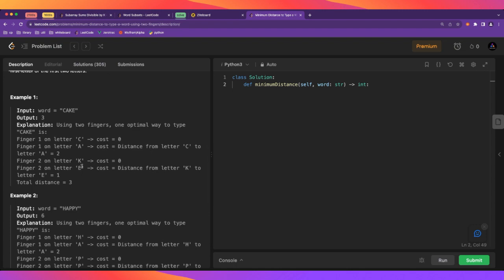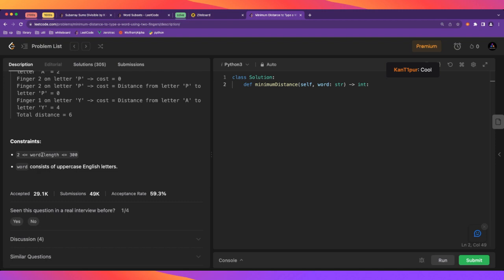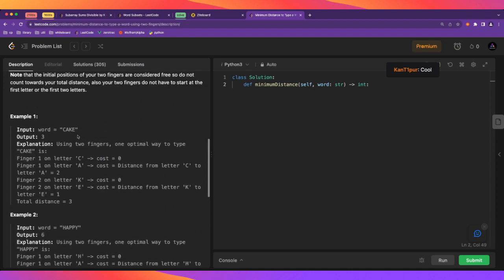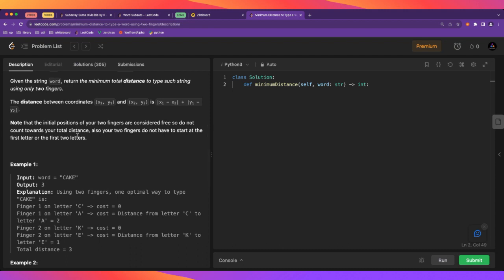Okay, so we have 2 examples, cake and happy. And well, the word is at most 300 characters and consists of uppercase English letters. So let's get our hands dirty just to get a feel for the problem, and let's try to solve the first example, which is cake.